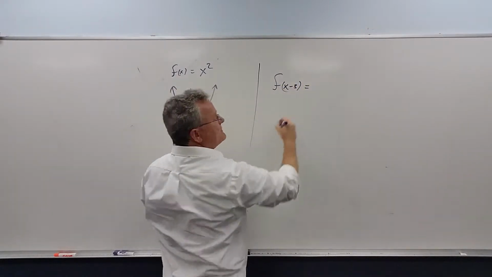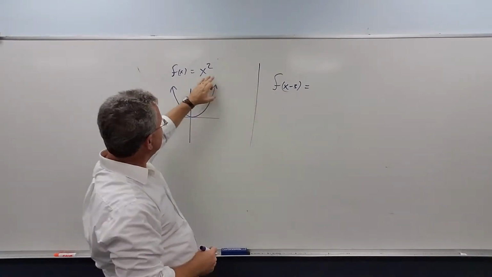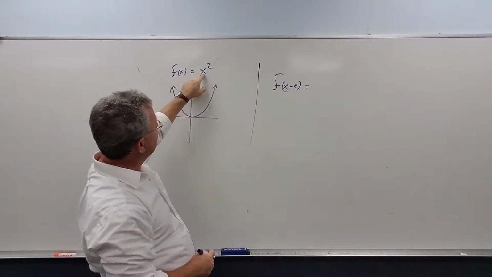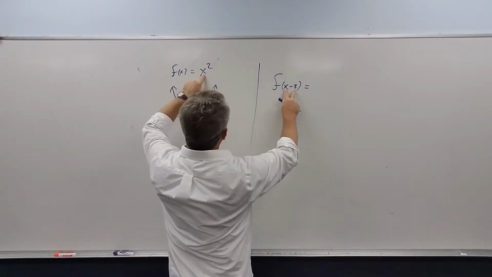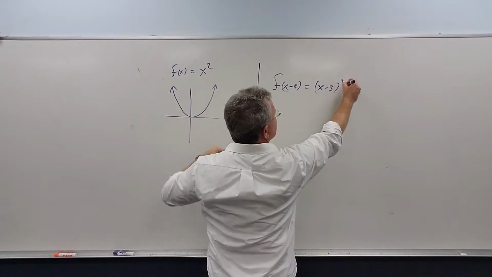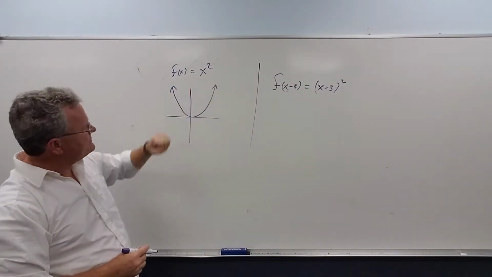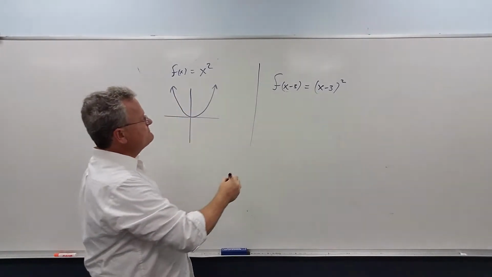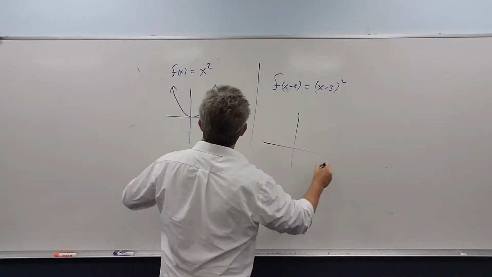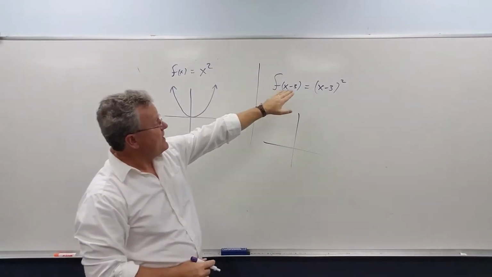If this is f of x minus 3, this means we go back to f of x, and wherever there's an x, I plug in x minus 3. So we get x minus 3, and all of that is squared. What is the graph of that going to look like compared to this? Let me first just explain what the difference is.